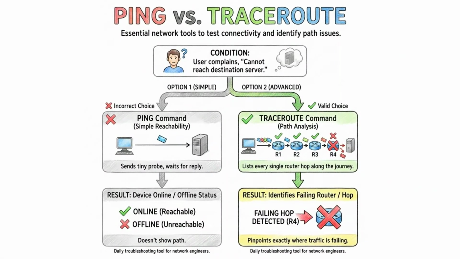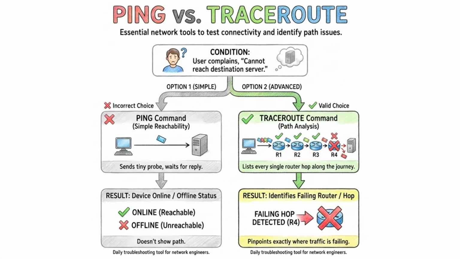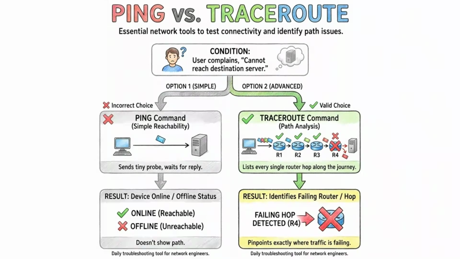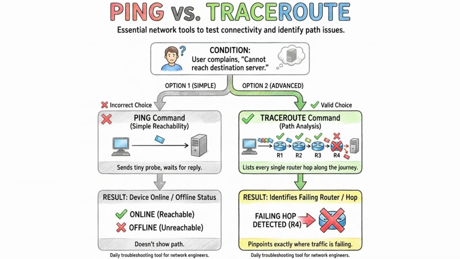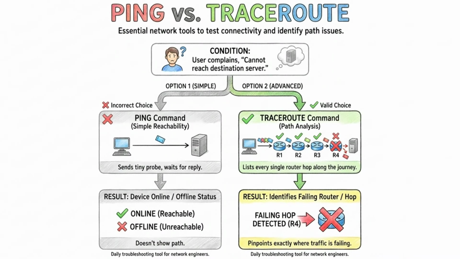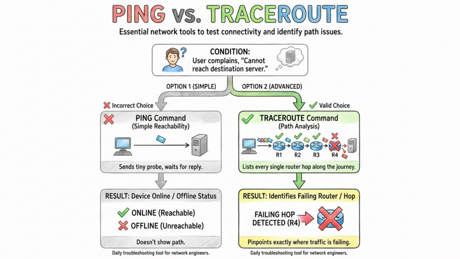Once your network is connected and addressed, you need a way to test if it is actually working, which brings us to fundamental troubleshooting tools like Ping and Traceroute. Ping is a simple command line tool that sends a tiny probe message to a destination IP address and waits for a reply, instantly telling you if the remote device is online and reachable.